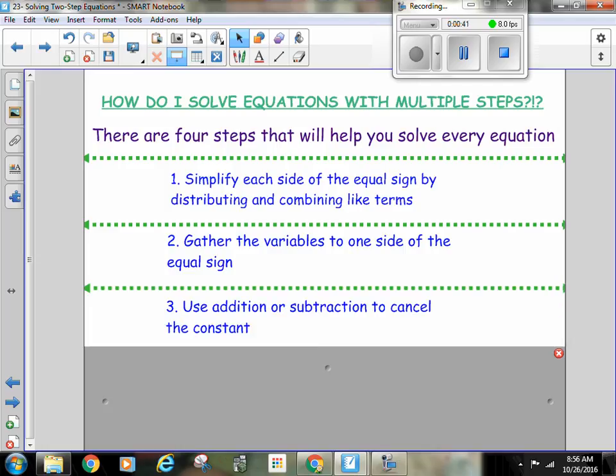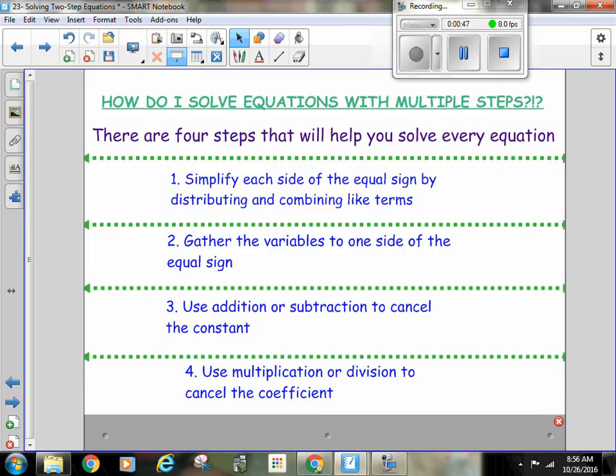We're going to use addition or subtraction to cancel the constant. So that's the one without the variable. And then we're going to use multiplication or division to cancel the coefficient. That's the number in front of the variable. Again, pause to write those down.